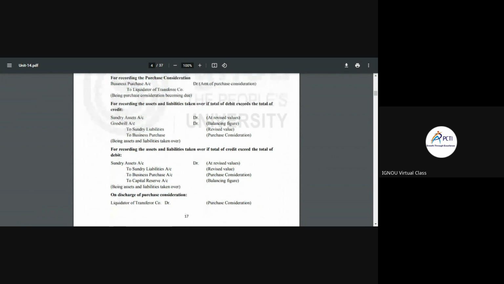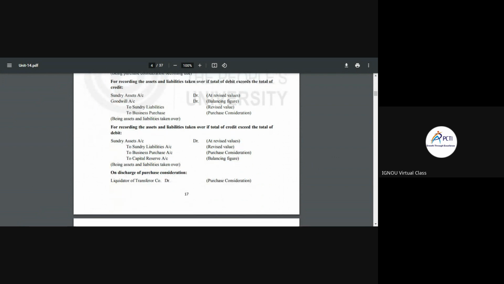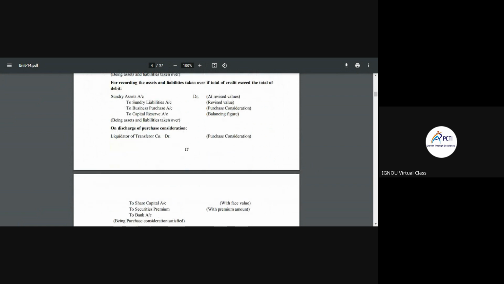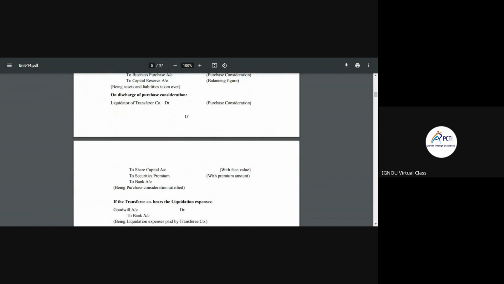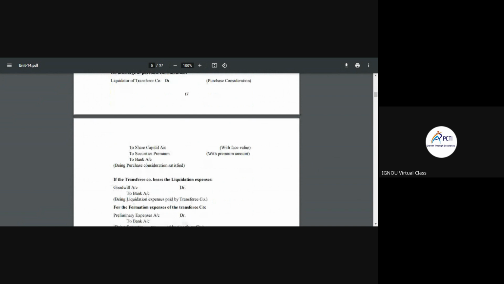For recording the assets and liabilities taken over if the total of credit exceeds the total of debit: sundry asset account debit at revised values, to sundry liability account shown at revised value, to business purchase account, that will be the purchase consideration, to capital reserve account, that will be the balancing figure. On discharge of purchase consideration: liquidator of transfer company account debit, that will be the purchase consideration, to share capital account with face value, to security premium with the premium amount, to bank account, and the narration will be being purchase consideration satisfied.